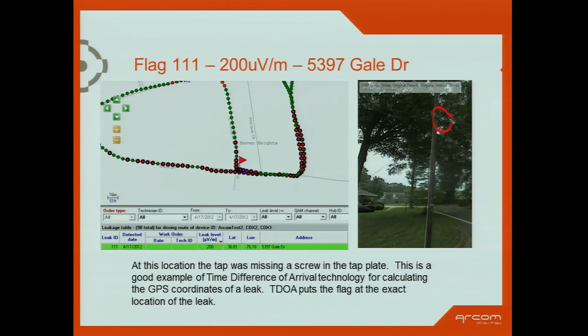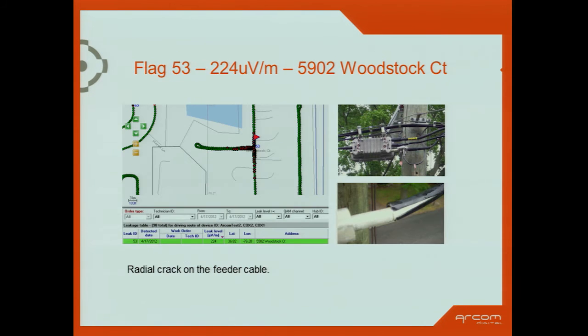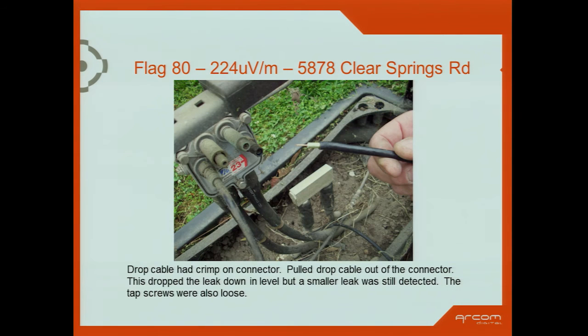Here's another one. Very often, by the way, we're able to see right from the Google Maps because of the accuracy of the time distance of arrival concept, you're able to actually see the leak and fix it just while you're doing the drive out. Here's another radial crack in a feeder cable, a crimp on a connector.